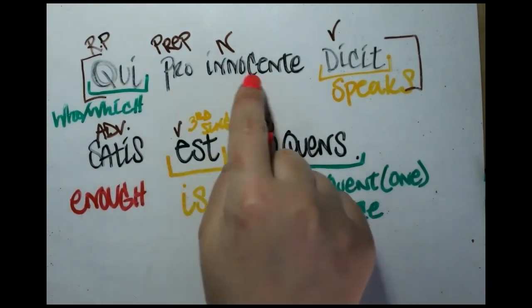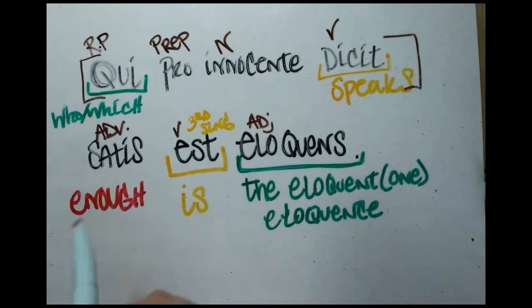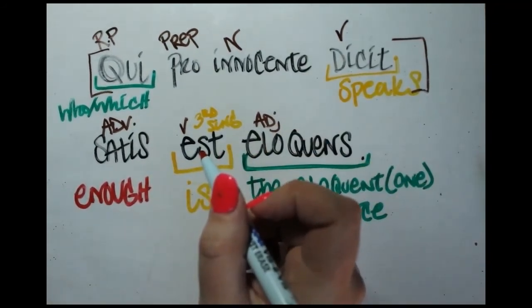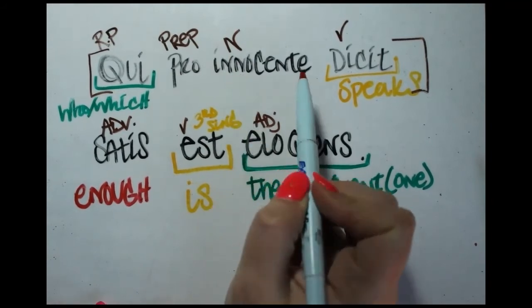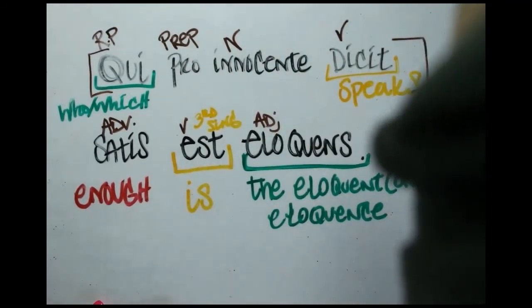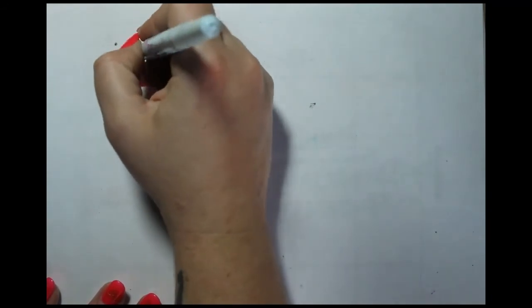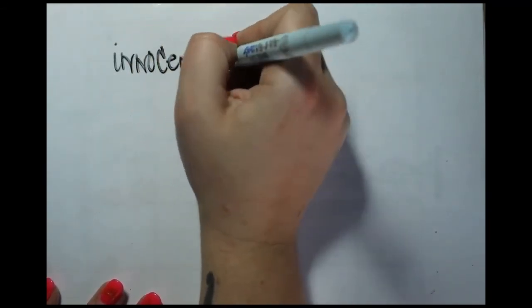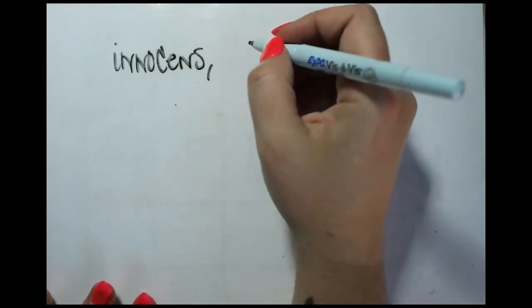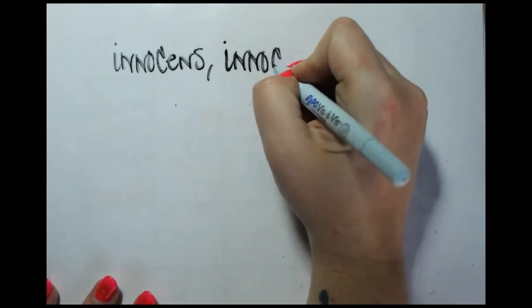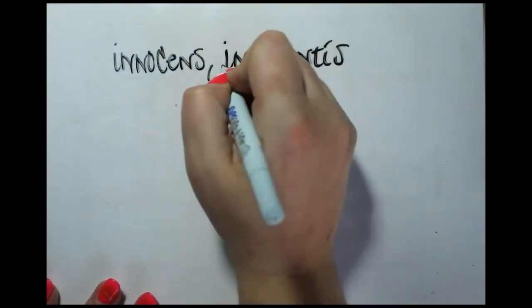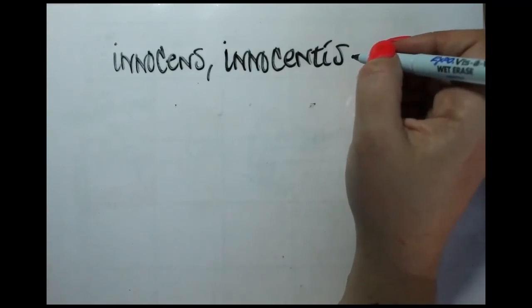Pro innocente. This preposition here, pro, is an ablative preposition. And this form up here, innocente, is a form of innocens, innocentis. We can go ahead and decline that, get some good practice in. Look at the forms. Innocens, innocentis. What do we recognize right away by looking at the endings here? This is going to be another third declension.